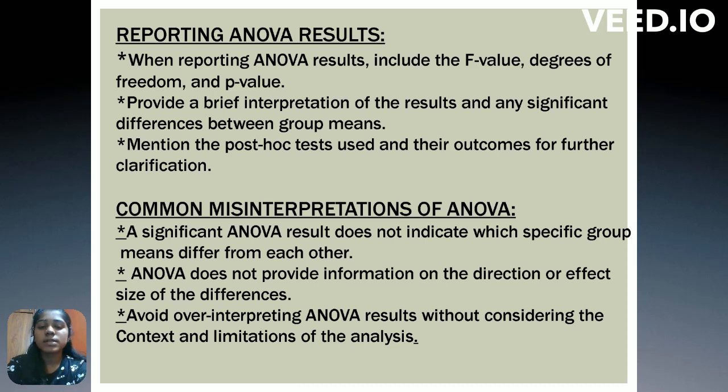Then common misinterpretations of ANOVA: a significant ANOVA result does not indicate which specific group means differ from each other. Then ANOVA does not provide information on the direction or effect size of the differences. Then avoid overinterpreting ANOVA results without considering the context and limitations of the analysis.